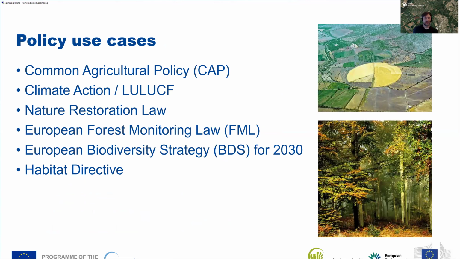All these products can support and aid various policies. The crop type can support and add additional information for the Common Agricultural Policy. The forest products are suitable for the European Forest Monitoring Law, and the combination of the forest and the grassland products can provide additional information for nature restoration laws and the European Biodiversity Strategy for 2030.